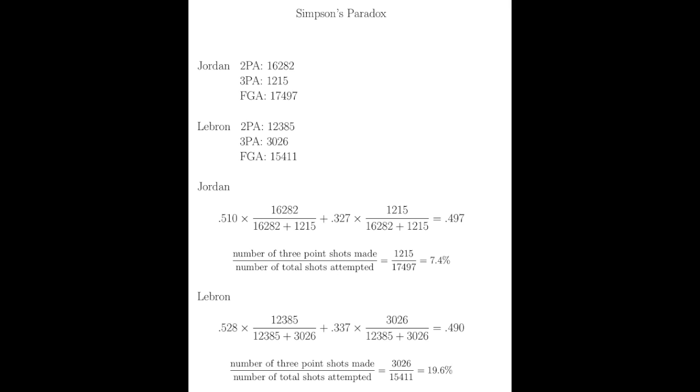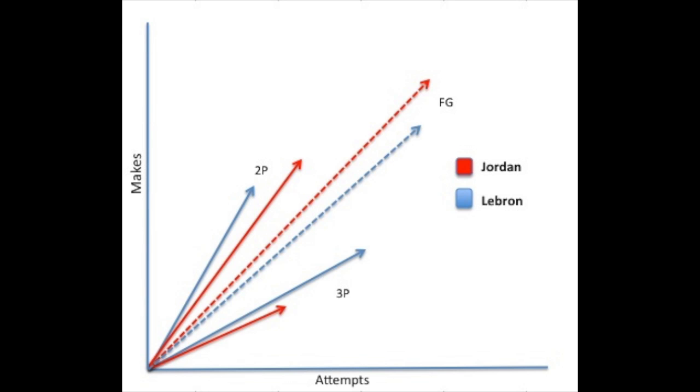Finally, let's take a look at a vector representation of the data. Here, we're looking at makes versus attempts for the three types of shots for Jordan and LeBron. The slope indicates the shooting percentage, so as we can see, LeBron has a higher percentage for both two-pointers and three-pointers. But what's useful as a visual here is the magnitude, or length, of the vectors. Since Jordan's two-point vector is larger in magnitude than LeBron's, and his three-point vector is significantly smaller in magnitude than LeBron's, we see that Jordan's field goal vector ends up being more top-heavy, and therefore steeper in slope than LeBron's.